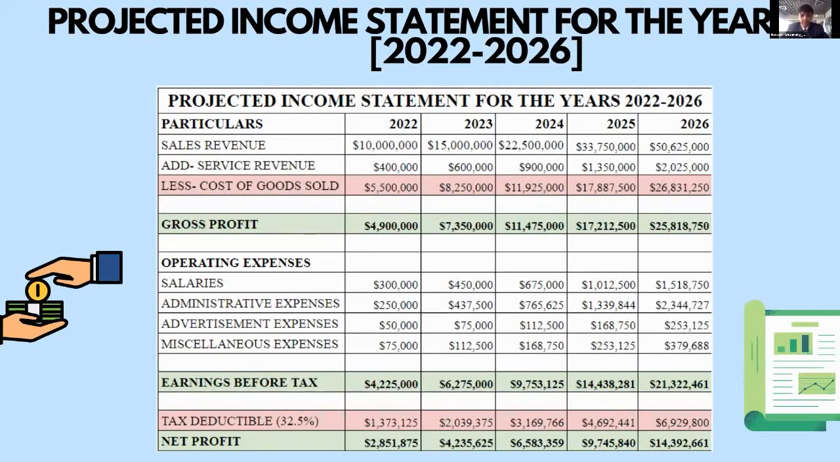Each unit of the generator is assumed to cost $5,000, as we will be purchasing them at wholesale prices. Each unit of the generator is assumed to be sold at $10,000. We are assuming that the service revenue is 4% of the total sales revenue. The gross profit for the financial year 2022 will be around $5 million, and for the financial year 2026, it will be around $25 million.